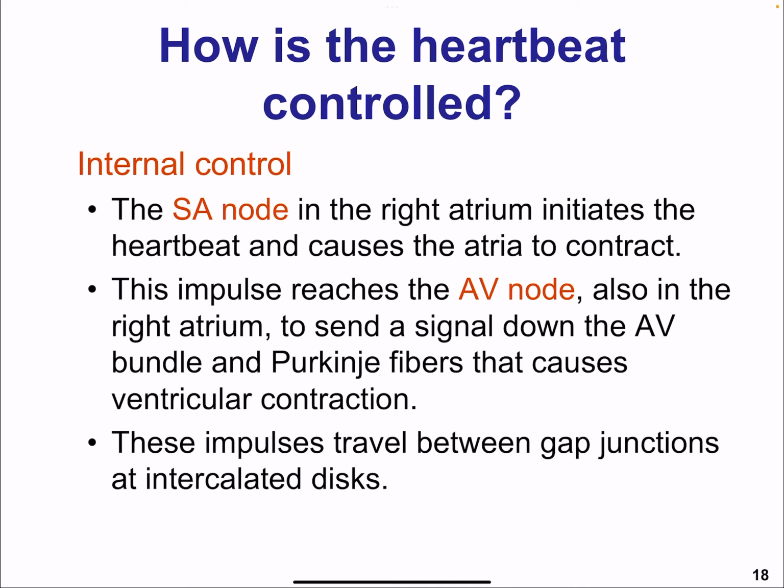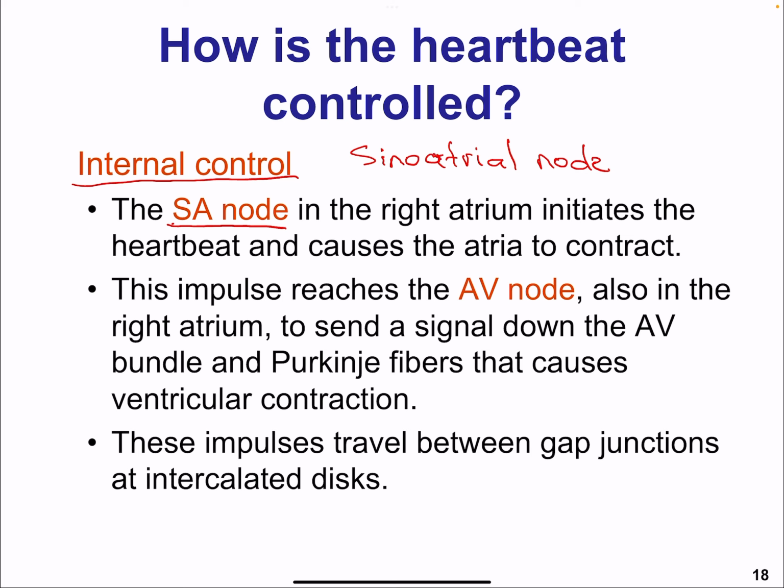Now, how is the heartbeat controlled? The heartbeat is controlled two ways. You have an internal control and an external control. In the internal control, the organ itself, the heart, has an internal system to control itself, right? That internal control starts with a particular area that is called the sinoatrial node.